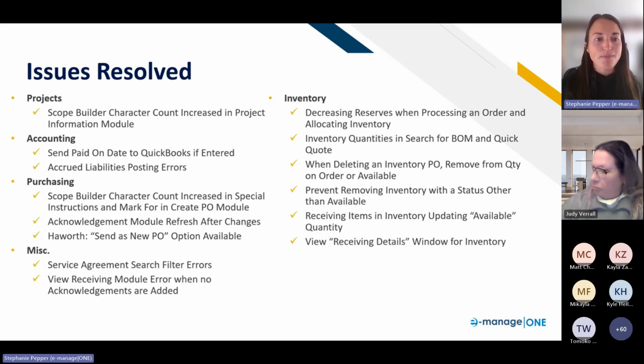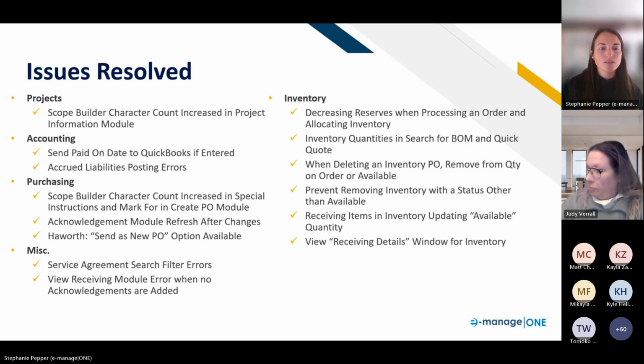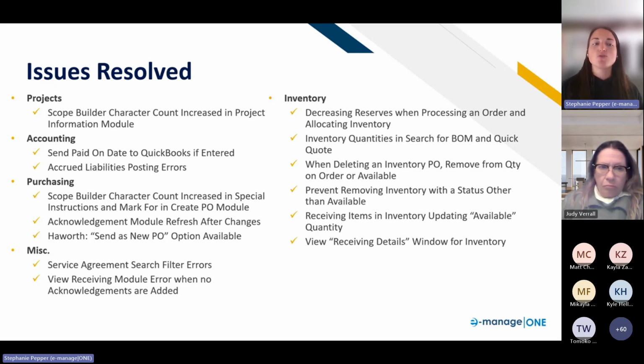There was a character count max in the scope builder of the project information module that's been increased. Some of you have some crazy large scope builders inside the project information, so hopefully that helps. A couple of accounting things. The paid on date's minimal, but the accrued liabilities, if you're not using accrued liabilities, I think now is the time to definitely do it. I think we've worked through some of the bugs and it seems like it's working great. Talk to us about it. I know it's scary to make changes on the accounting side, but this is huge.